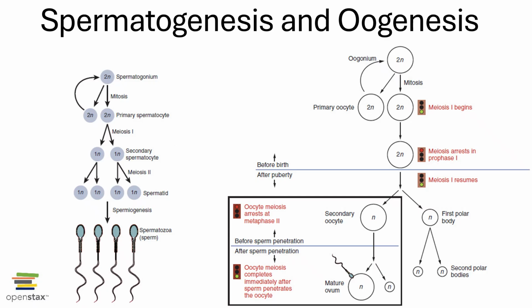Now let's summarize the key differences between mitosis and meiosis. Mitosis involves one cell division to produce 2 identical diploid cells. Meiosis involves 2 cell divisions producing 4 genetically unique gametes.